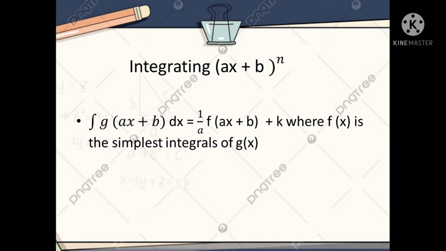Integrating (ax plus b) to the power of n. The integral of f'(ax plus b) dx equals 1 over a times F(ax plus b) plus k, where F(x) is the simplest integral of f(x).